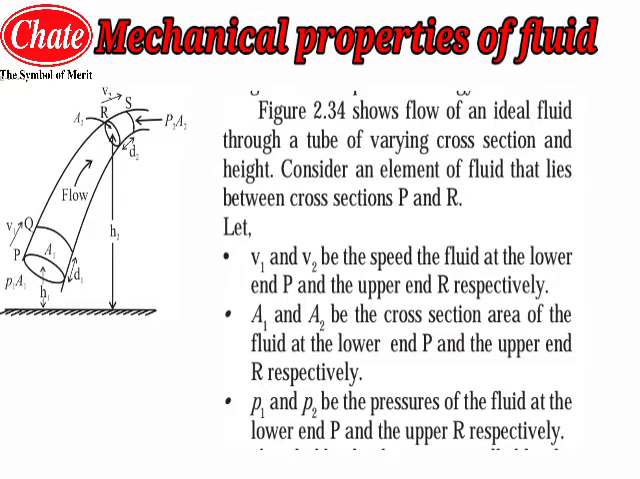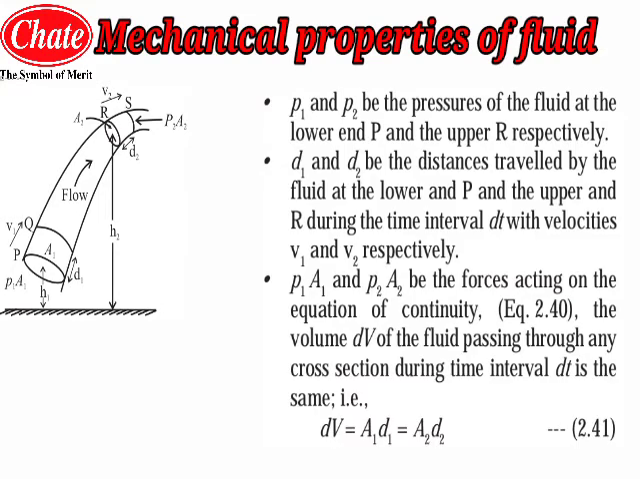Now let v1 and v2 be the speeds of the fluid at the lower end P and the upper end R respectively. Let A1 and A2 be the cross-section areas of the fluid at the lower end P and the upper end R respectively. Let P1 and P2 be the pressures of the fluid at the lower end P and the upper end R respectively, as we have seen.